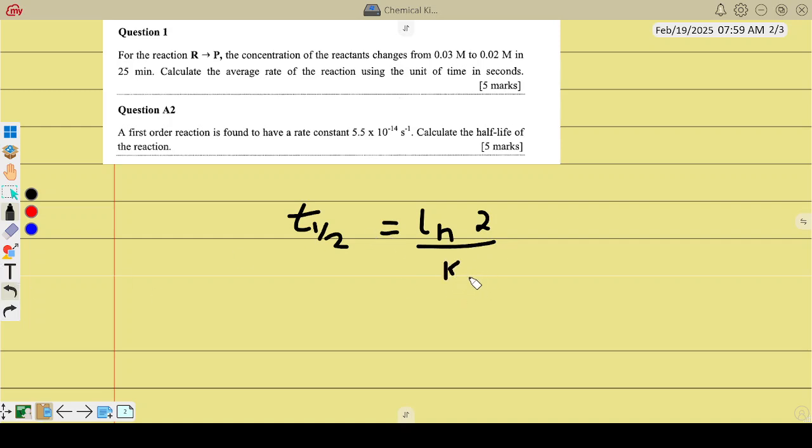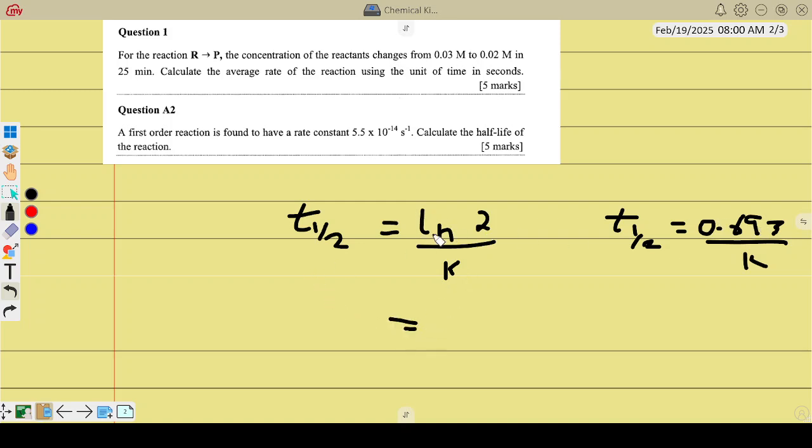Ln 2 over k. As you do further studying, depending on the reference book or textbook you are using, for the first order reaction there is another formula where you can punch in advance what ln 2 is. So another formula for the half-life is 0.693 over k. It simply means they have evaluated this. You punch ln 2 on your calculator, it will give you that.